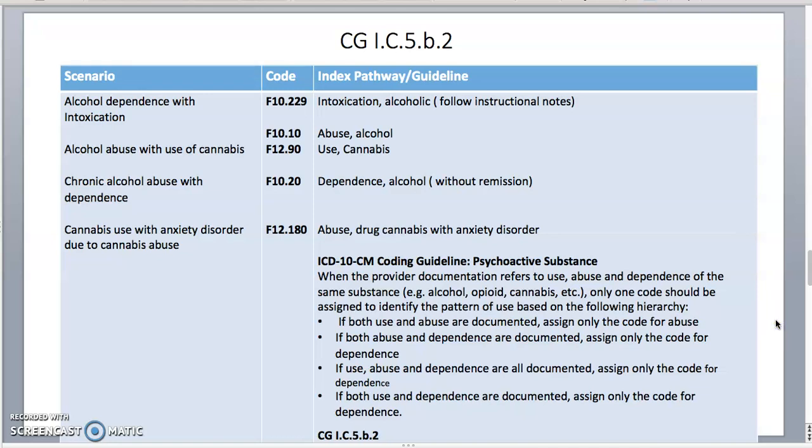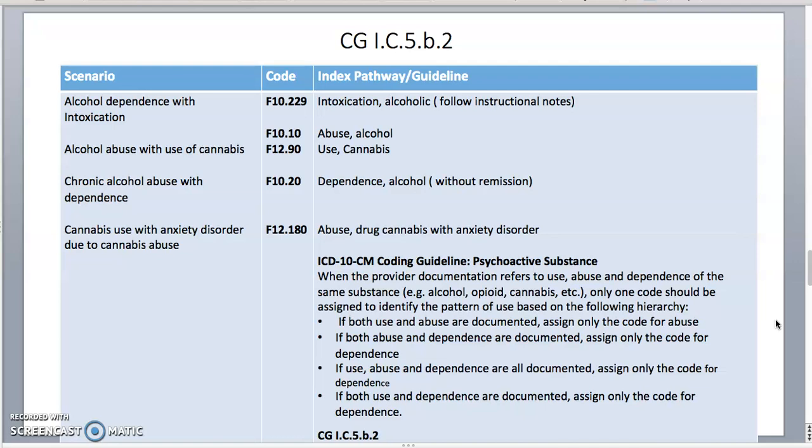Guideline 5.B.2. Psychoactive substance. When the provider documentation refers to use, abuse, and dependence of the same substance, for example, alcohol, opiates, or cannabis, only one code should be assigned to identify the pattern of use based on the following hierarchy. If both use and abuse are documented, assign only the code for abuse.